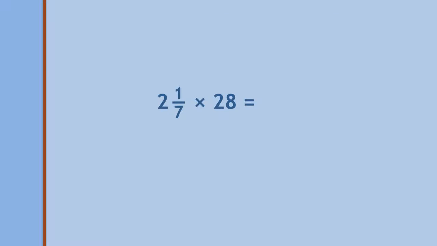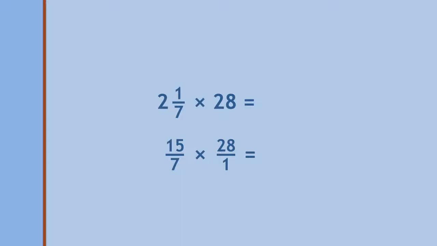Okay, let's take that same word problem, and instead of using the distributive property, let's turn this improper fraction into a mixed number and then multiply. So let's turn 2 1/7 into an improper fraction, which again, all we do is multiply our denominator, which is 7, by our whole number, which is 2, and that gives us 14. Then we're going to add the 1, which will give us 15, and we put that over the same denominator of 7. Now we're going to multiply that by 28 over 1.